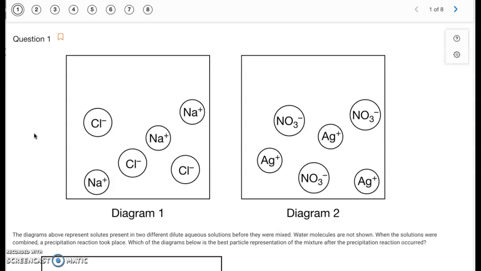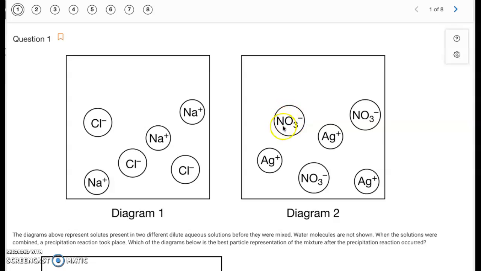Okay, so with a precipitation reaction, there's going to be a solid that forms. It's going to be an ionic solid. So we want to have a positive and negative ion together, and that should be at the bottom of the container. And then the other ions will stay in solution. So we want to show that the other ions are separated. Okay, now for the identity of the precipitate, you want to remember the solubility rules.